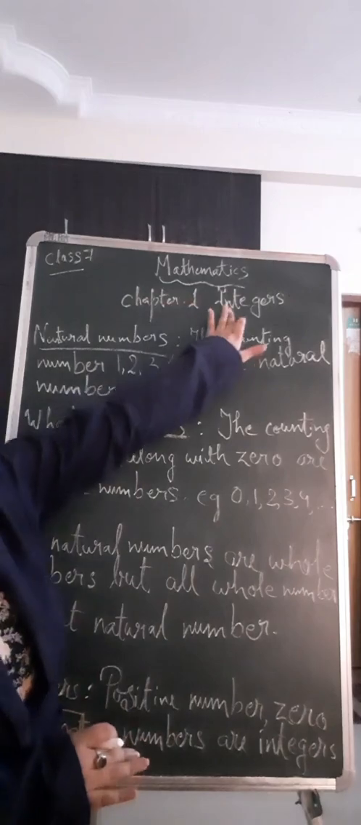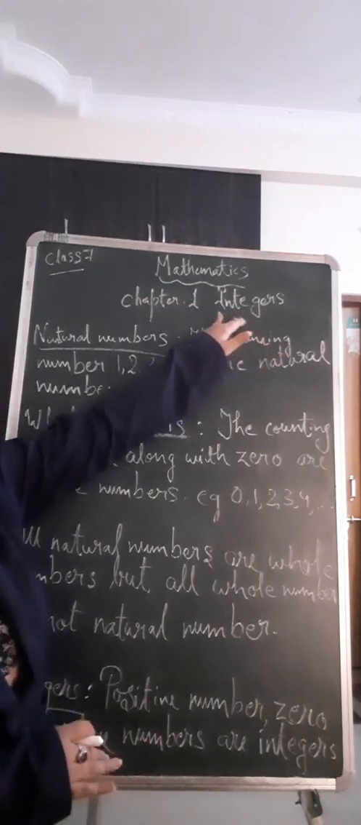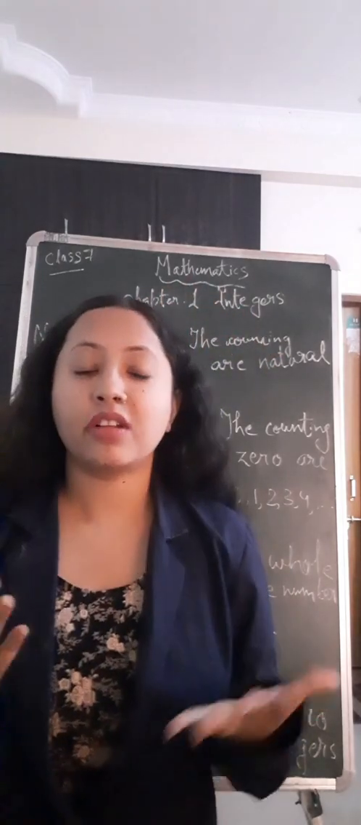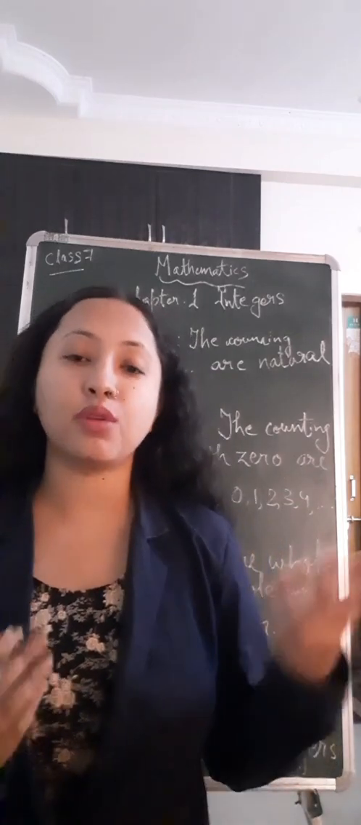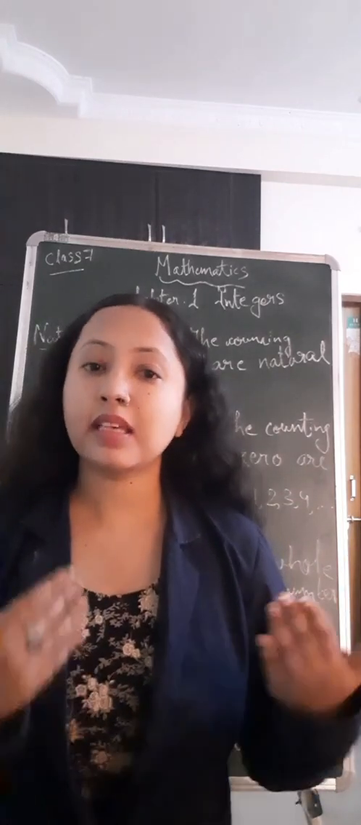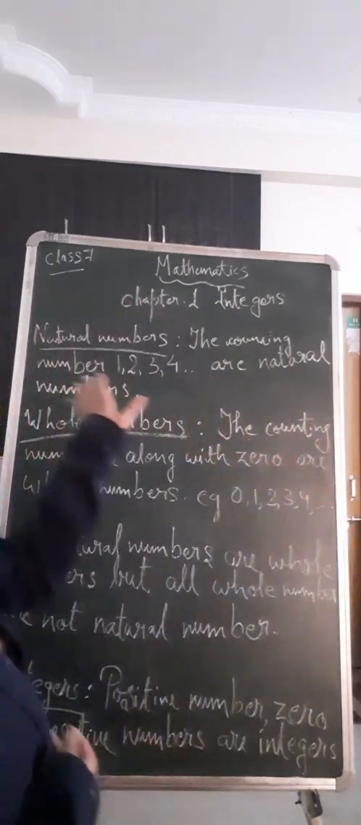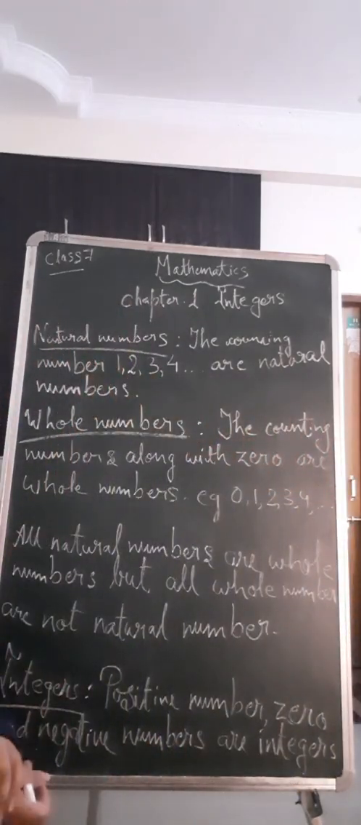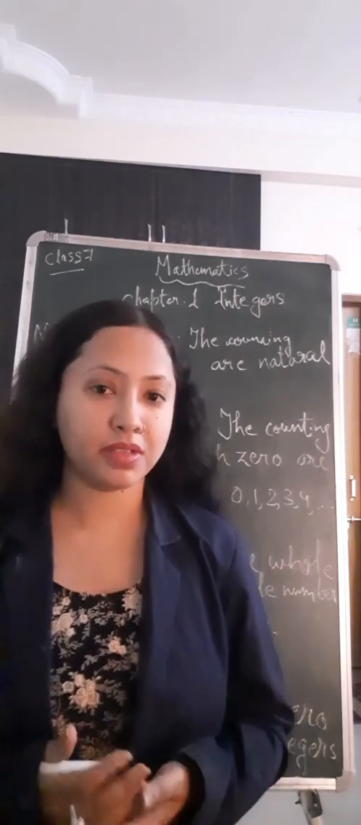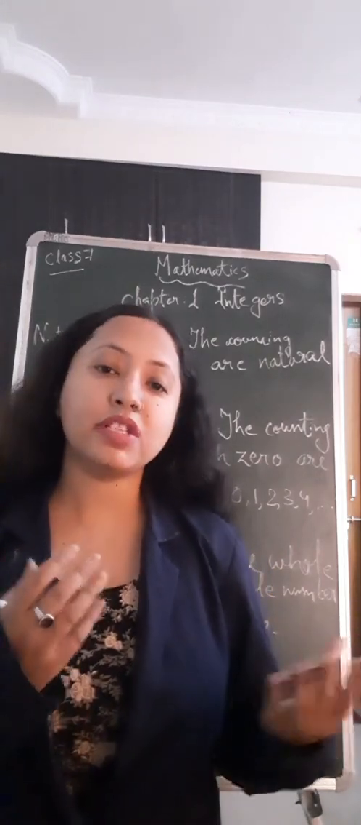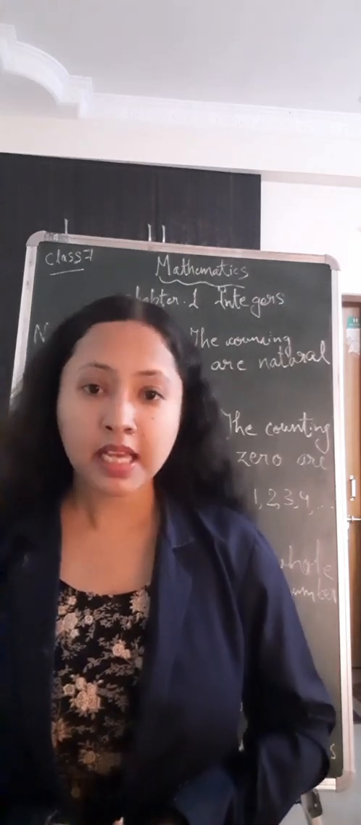Now let us get on to our topic. Children, the first chapter that we have in our maths is integers. Before we start with integers, we will have to first know a few things. We have a term like natural numbers. You all would have heard about natural numbers. In your previous class you would have learned, and we will just do a small recap of the same.